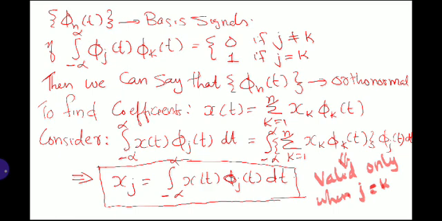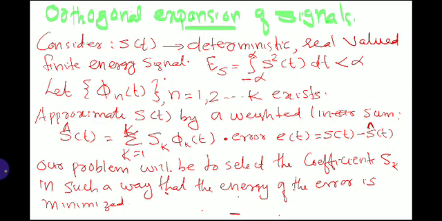These concepts are almost similar to the ones that we study in linear algebra or vector spaces. Now we will consider the orthogonal expansion of signals using the principles that we studied before. So consider a signal s of t that is deterministic and real valued, and s of t should be a finite energy signal. That means that the energy of the signal Es is integral minus infinity to infinity s square of t dt less than infinity.